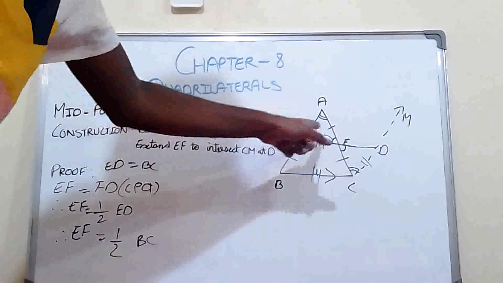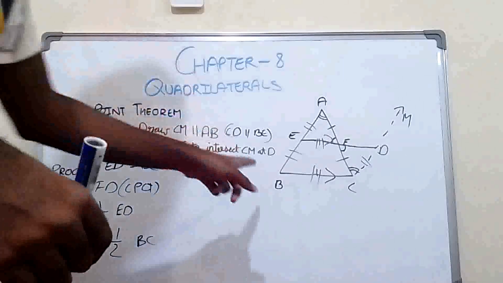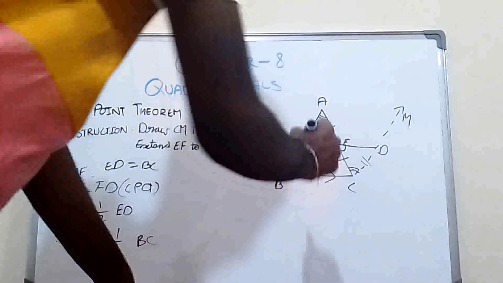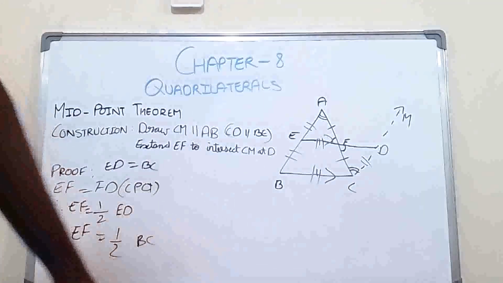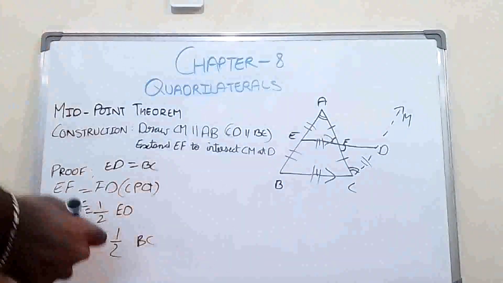So BE, oh sorry, wait, I made a mistake. BEFC is not a parallelogram. BEDC is a parallelogram. Just change that. BEDC was a parallelogram. So as it is a parallelogram, ED is parallel to BC. So if ED is parallel to BC, then EF is parallel to BC.